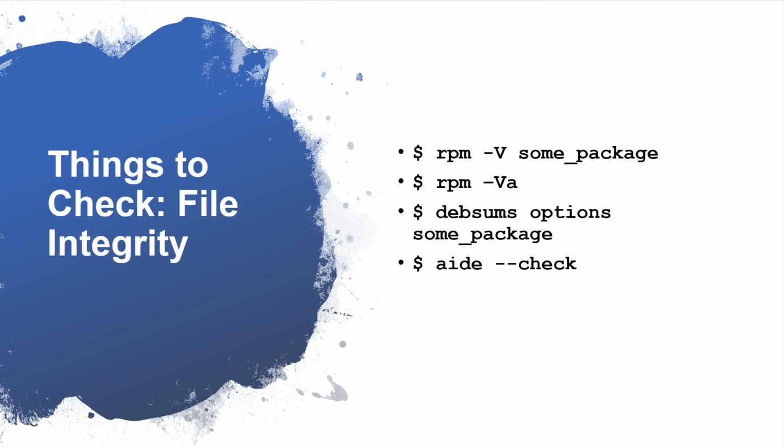There are a number of ways to check for corrupt configuration files and bad arrays. For RPM-based systems, use rpm -V some package to check a single package. rpm -Va checks all packages.